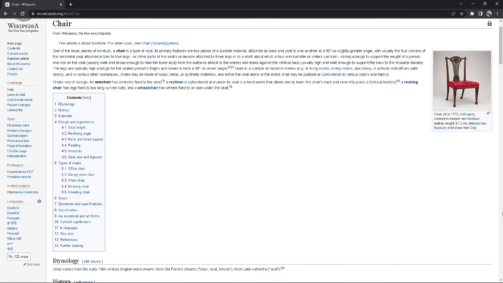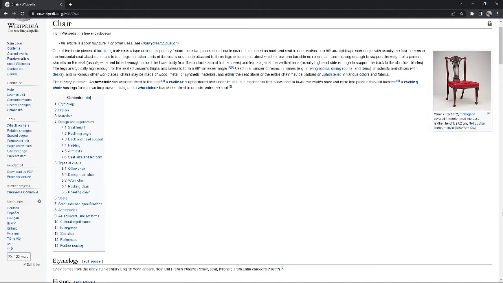Contents. 1. Etymology. 2. History. 3. Materials. 4. Design and ergonomics. 4.1. Seat height. 4.2. Reclining angle. 4.3. Back and head support. 4.4. Padding. 4.5. Armrests. 4.6. Seat size and legroom. 5. Types of chairs. 5.1. Office chair. 5.2. Dining room chair. 5.3. Work chair.